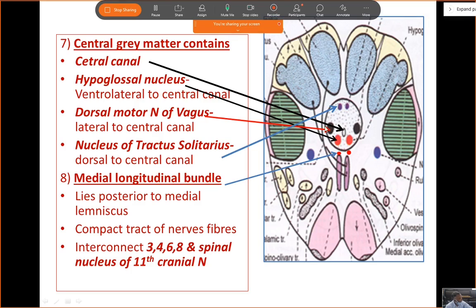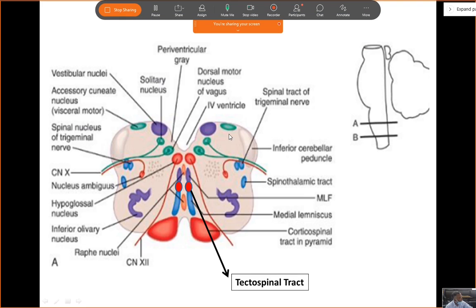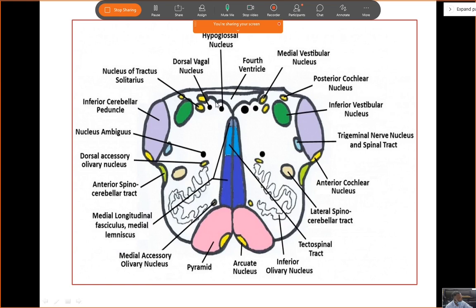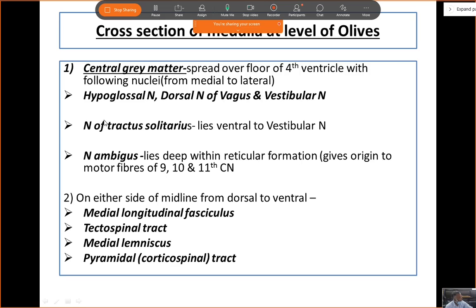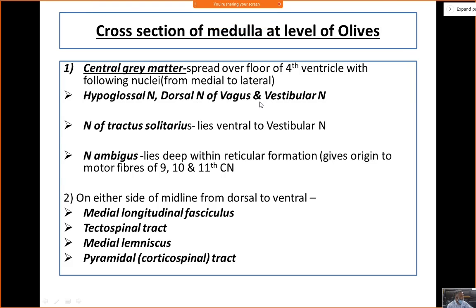Now this central gray matter will be spreading on the floor of the fourth ventricle, forming the floor of the fourth ventricle. So these nuclei will ultimately come at the floor. Here you can see these nuclei are coming at the floor, and this is our dorsal aspect, or you can say roof of the fourth ventricle. Now what other structures? That is the hypoglossal nucleus, dorsal nucleus of vagus, and vestibular nucleus. So these will be at the floor of the fourth ventricle.